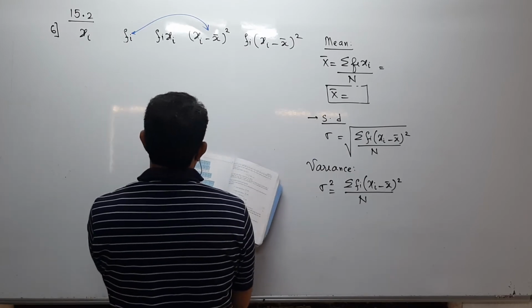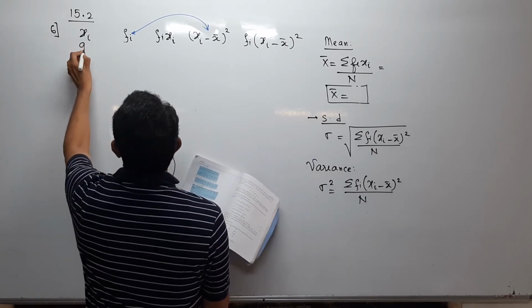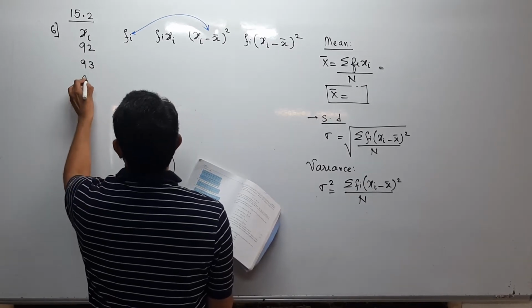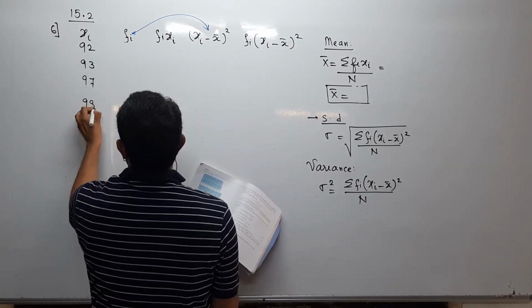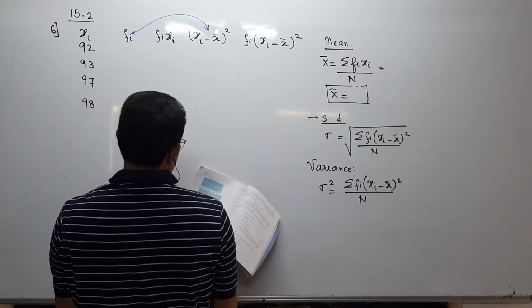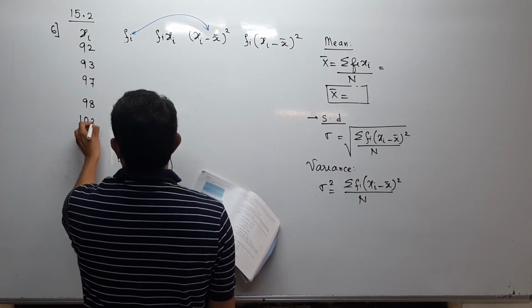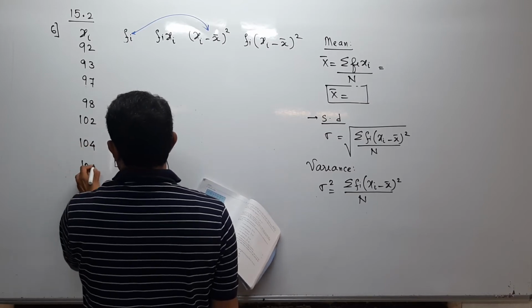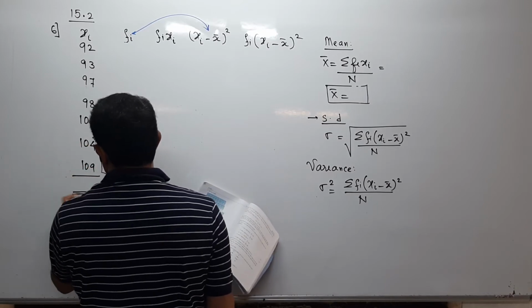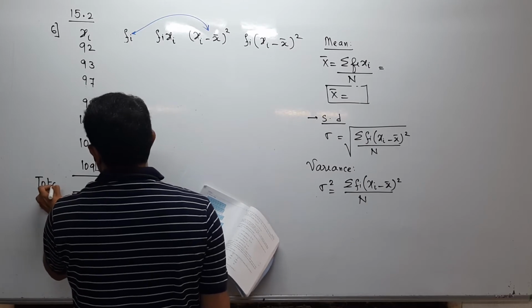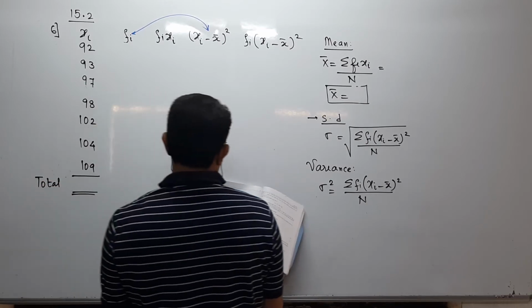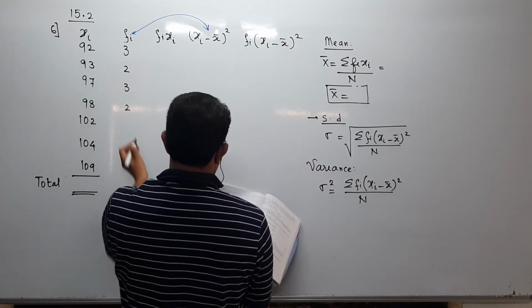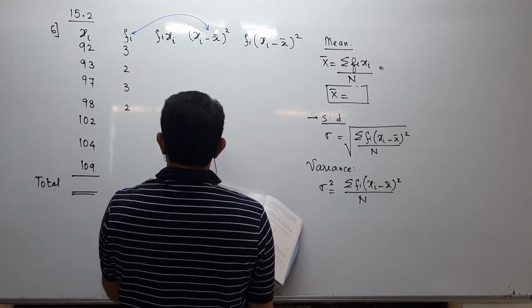Xi goes in the form 92, 93, 97, 98, 102, 104, 109. So this will give us the total. Corresponding frequencies are 3, 2, 3, 2, 6, 3, 3.